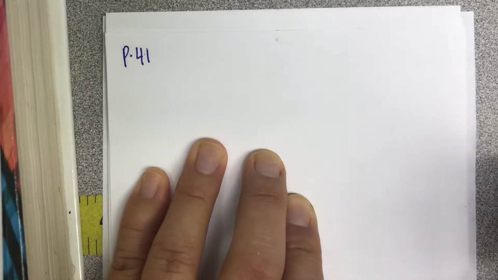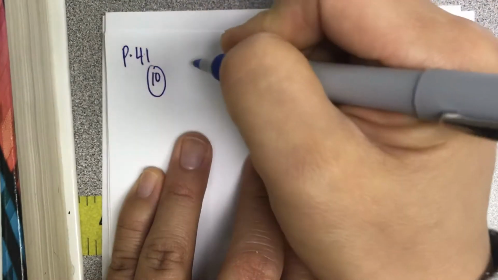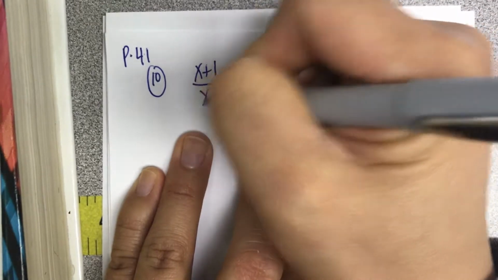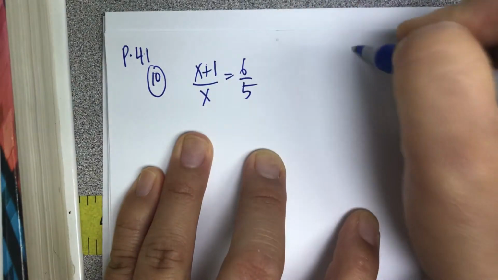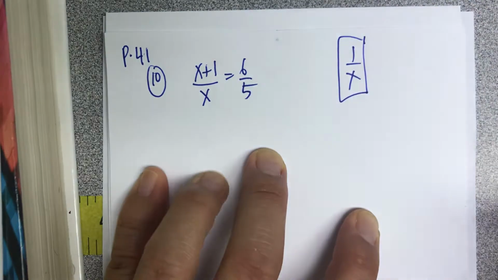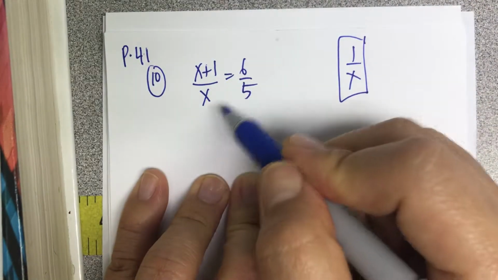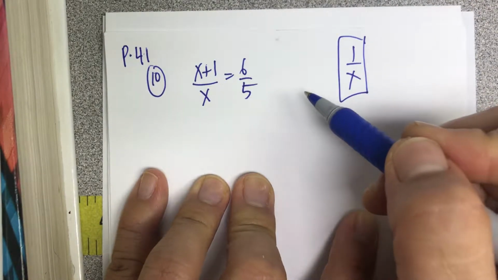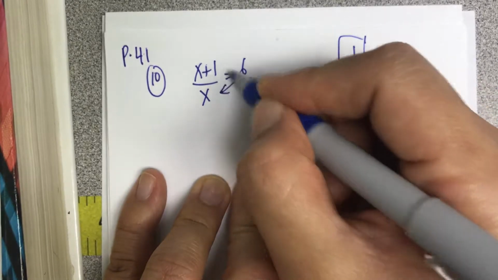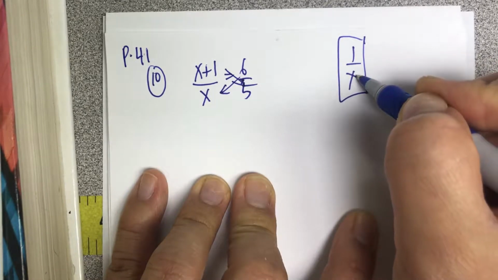Okay, we're looking at page 41, number 10. x plus 1 over x equals 6 over 5. They want to know what is 1 over x. So basically what we have to do is find what x is, and we could do that by cross multiplying, and then plug our x right back into here and find the answer.